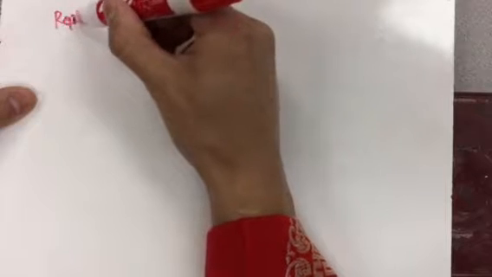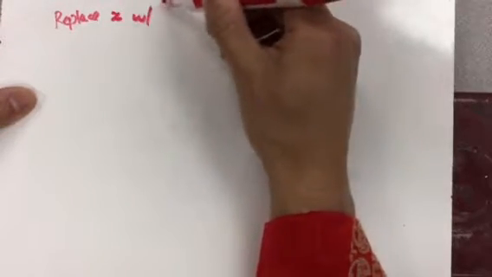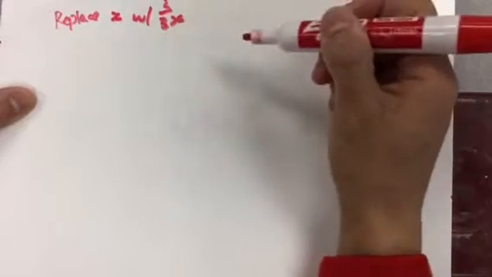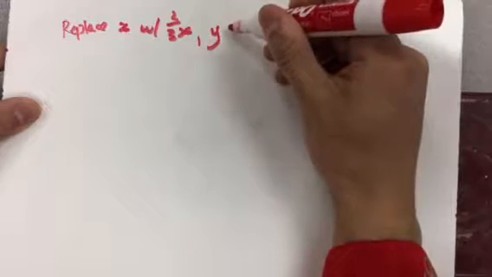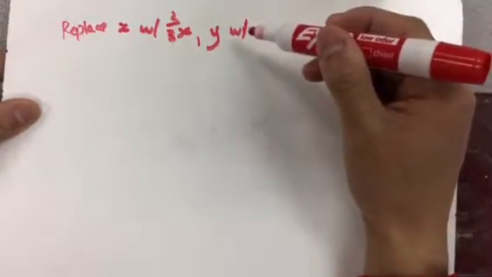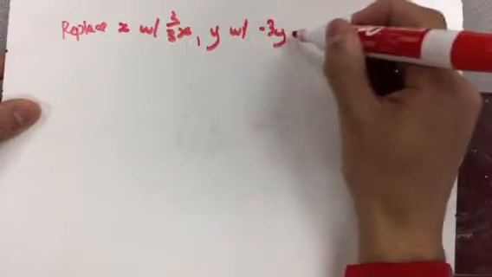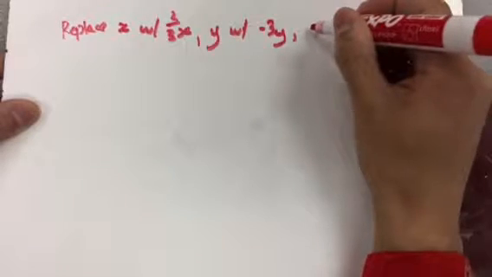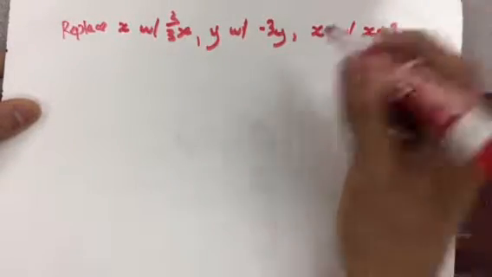So the second one we're going to do is we're going to replace x with 2/3 x. We'll replace y, and this w with the slash just means with, y with negative 3y, and we're going to replace x with x plus 2.